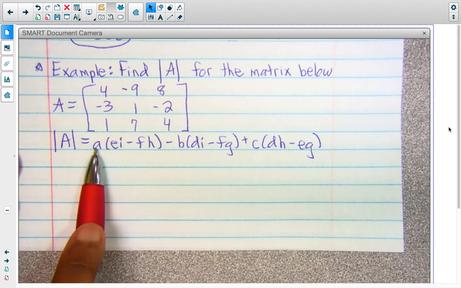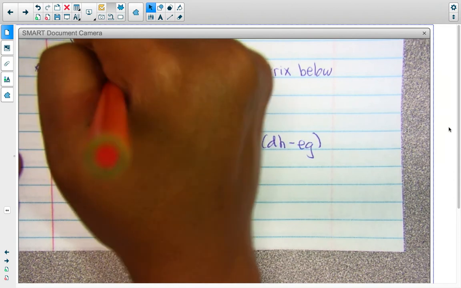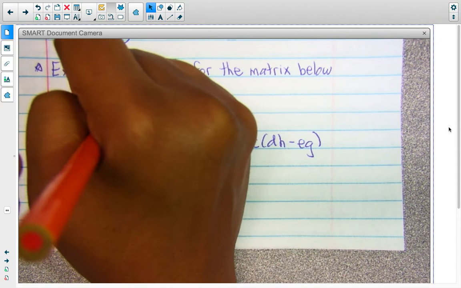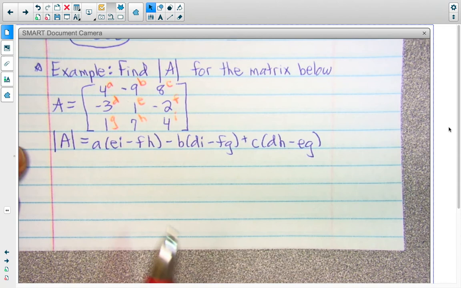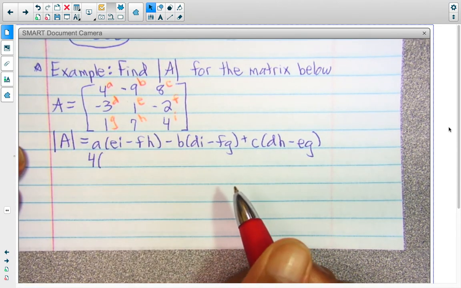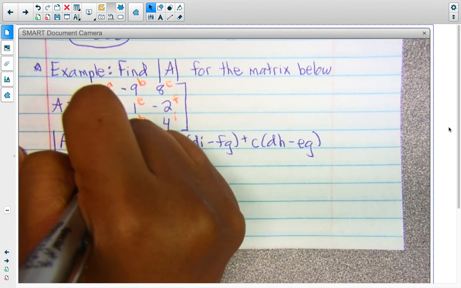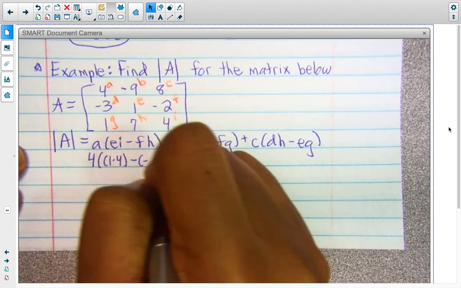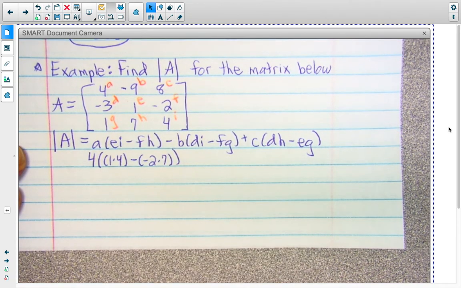So it says to do A, and again, if you need to label your A, B, C, and D, I will quickly do that for us. A, B, C. Don't have to, but if it's going to help you keep track of what letter is what, nothing's wrong with that. So it says to plug in A, so that's 4. Okay. Now it says to do E times I, so that's going to be 1 times 4. Minus F times H. Okay, so that's the first part.